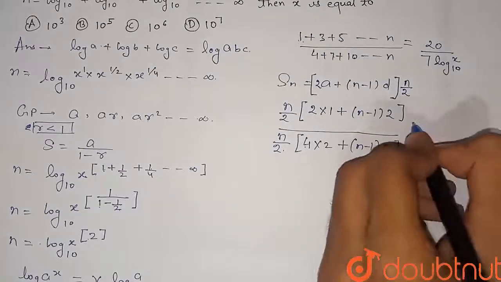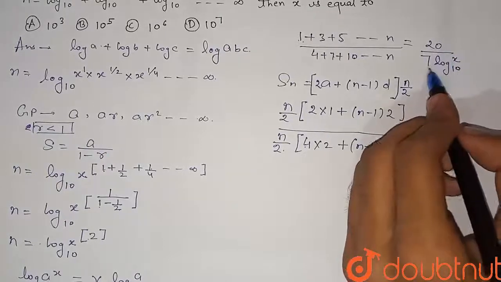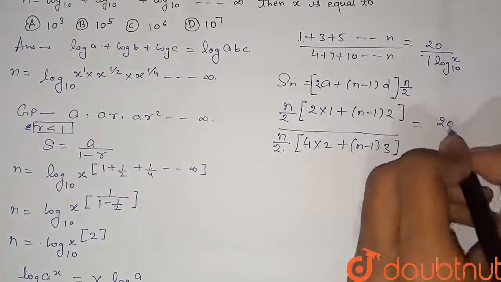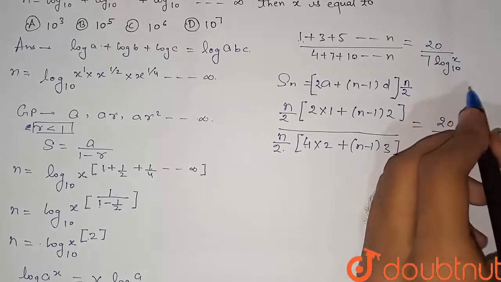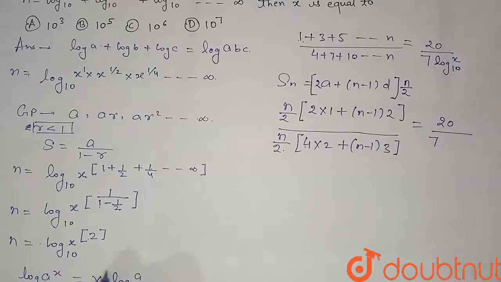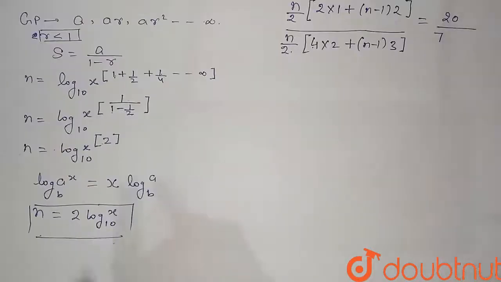This ratio is given equal to 20 upon 7, and here this 20 upon 7 log of x having a base 10. So we have already found the value of n, and n is equal to 2 log of x base 10. So we can find the value of log of x base 10. So in terms of this n, it will be n by 2. So n by 2, this n by 2 can be written in terms of log of x having a base 10.